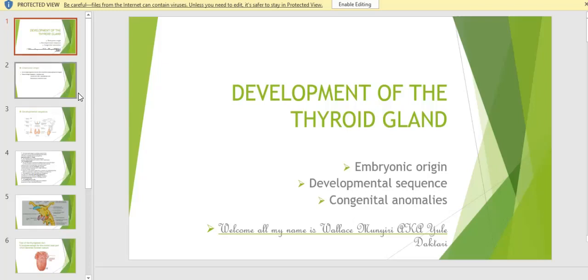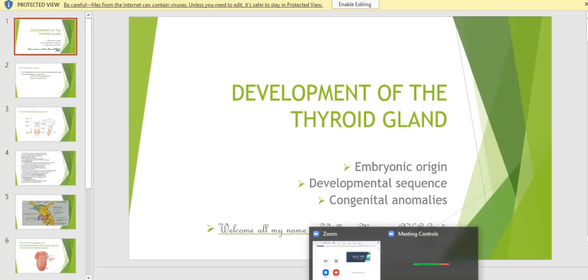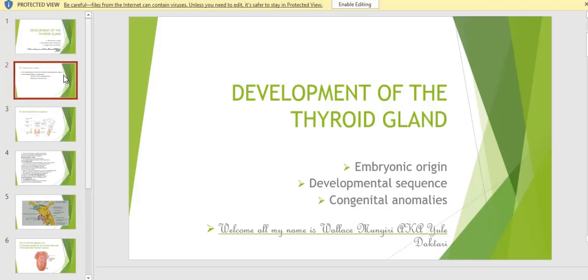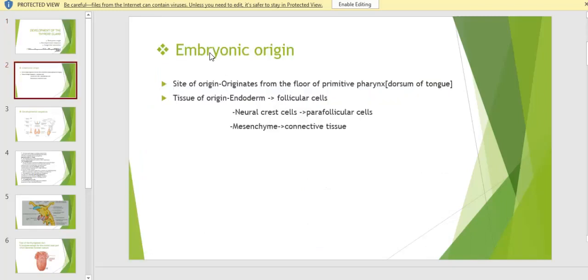So, in the development of the thyroid gland, first we start with the embryonic origin. What is the embryonic origin of the thyroid gland? Where does it originate? It usually originates from the floor of the primitive pharynx at the dorsum of the tongue, between the tuberculum impar and the copula. I will show you a diagram of that.